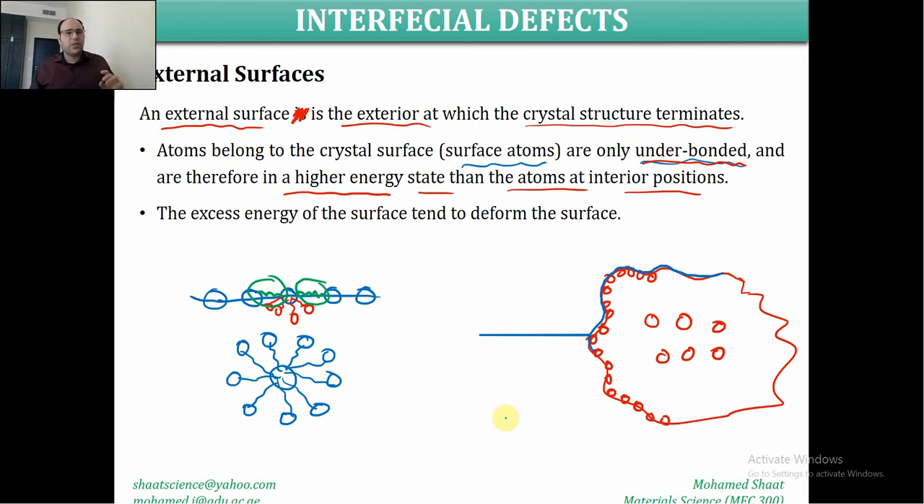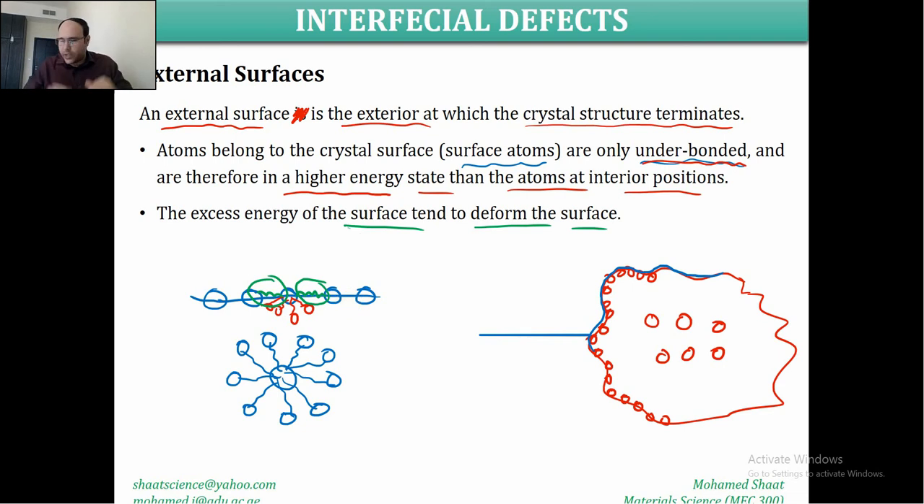So the external surface, or the exterior of the crystal that terminates the crystal, indicates that the crystal structure has been terminated. Atoms located over the surface, which are known as surface atoms, are under-coordinated, under-bonded, and that's why there is a higher energy level or state for these atoms than the interior atoms. And the excess energy of the surface tends to deform the surface. This would result in a deformation in the surface, so the surface will not be perfectly straight.